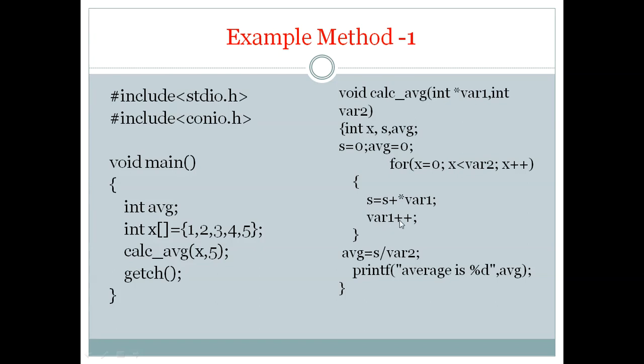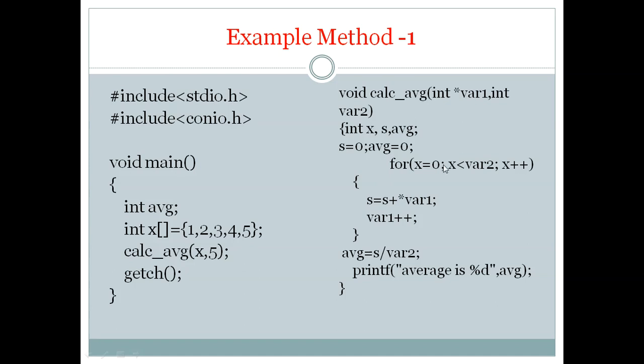Now we increment var1 by 1. So it moves to the address of the next value. Now when we move to the second element, s has 1, and then 1 plus asterisk of var1, because now var1 is here, it has the value 2. So it will be added, 2 plus 1, 3. Next time, when var1 plus plus happens, it will move to this position, and now asterisk of var1 will return 3. Then again plus plus will move it to 4, and again plus plus will move it to 5.